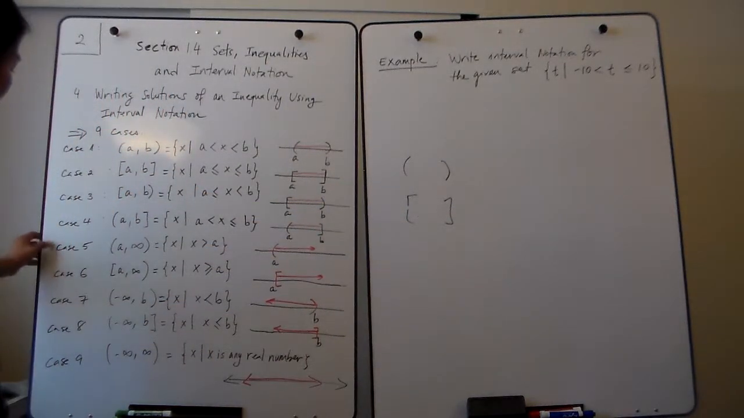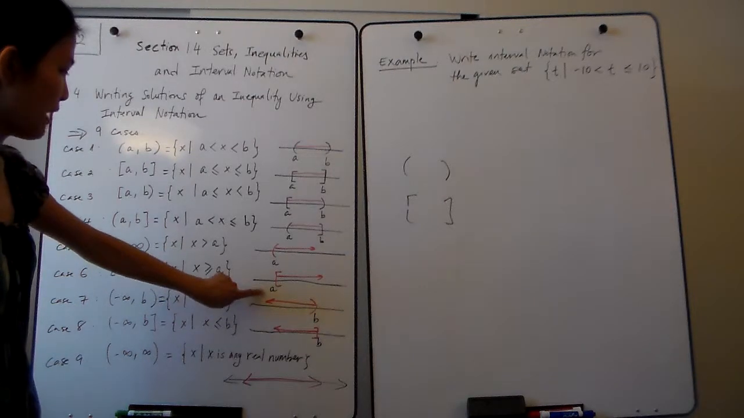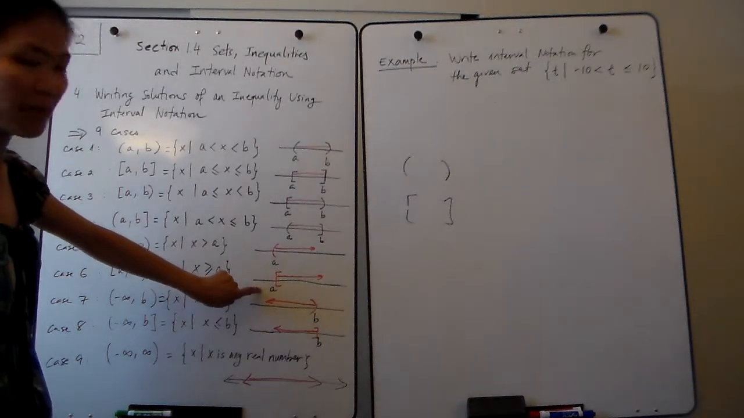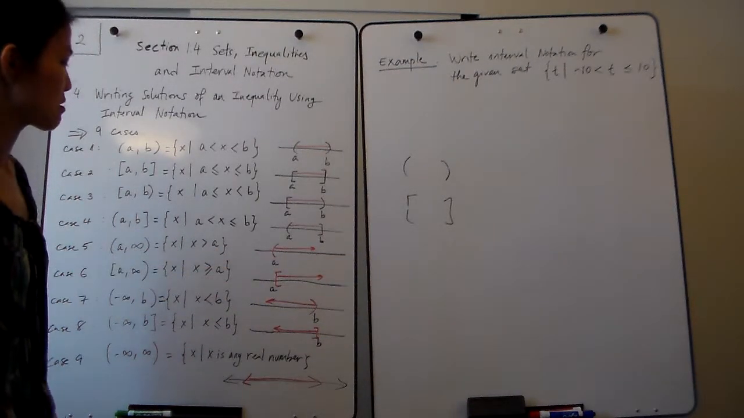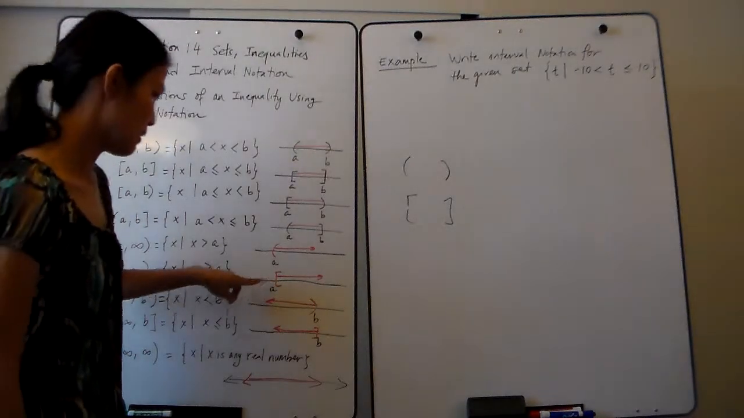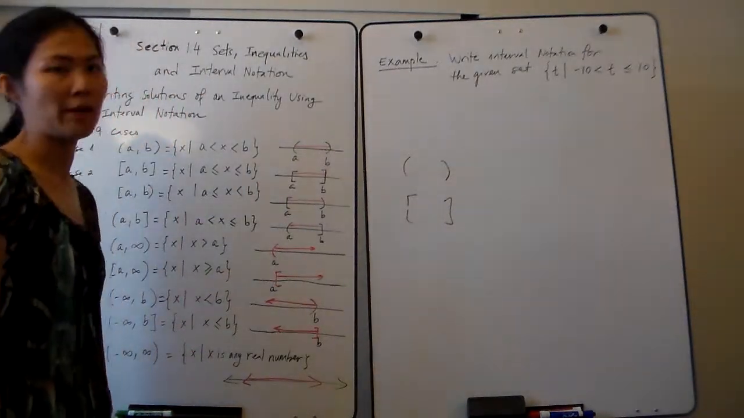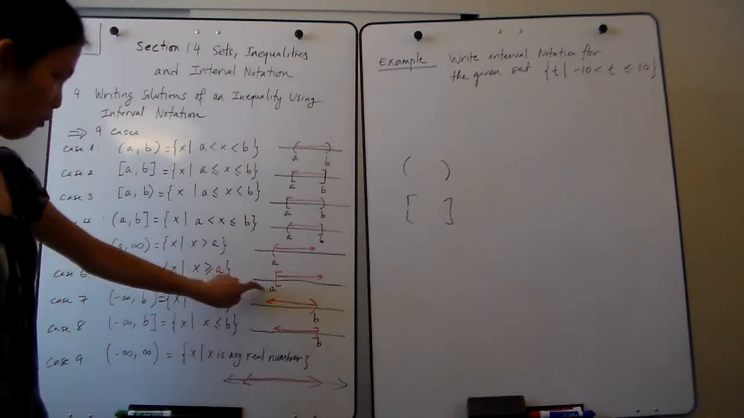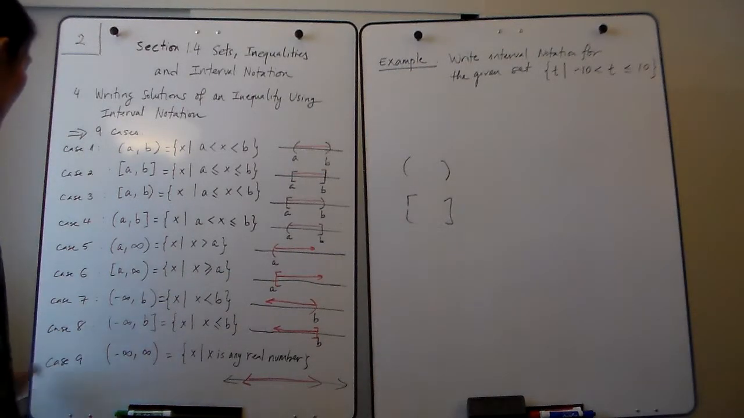Case 6, similar to case 5, with the exception that we include the left hand side A right here. So solutions are from A extending to infinity without bound. But we count A, the left endpoint.